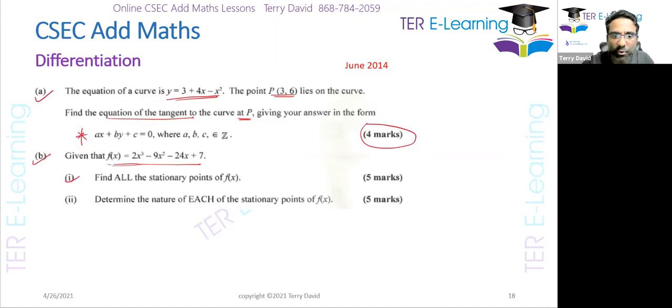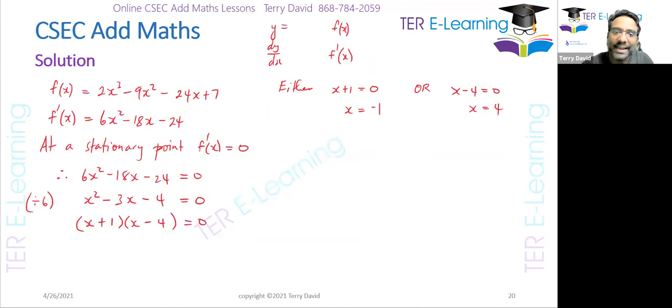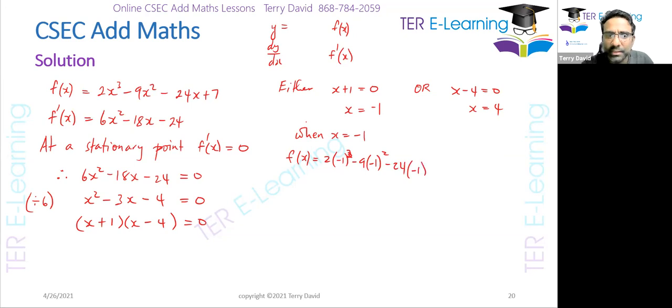Now, the question asks to find all the stationary points, right? Now, what we've done there, we found the x values. So what we should do, we should find the y values or the f of x values. So we're going to say when x is equal to minus 1, f of x is equal to 2 by minus 1 cubed minus 9 by minus 1 squared minus 24 by minus 1 plus 7, right?